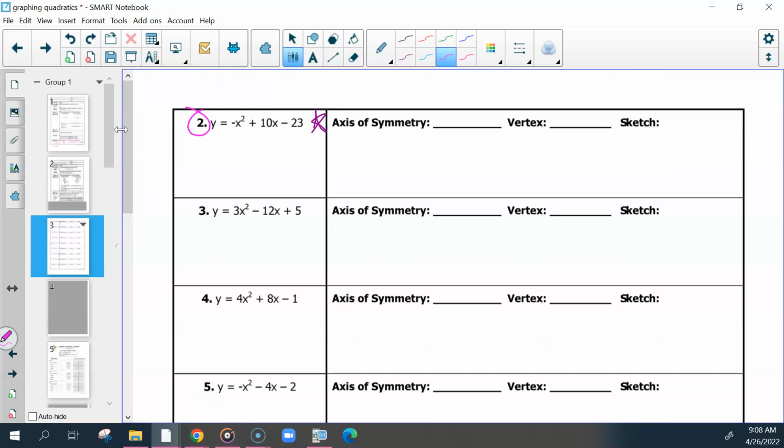So all of these are the same process. You're going to use that same formula to find your axis of symmetry, and then find your vertex, and then do a rough sketch. If you need to rewrite your formula, write that up here.